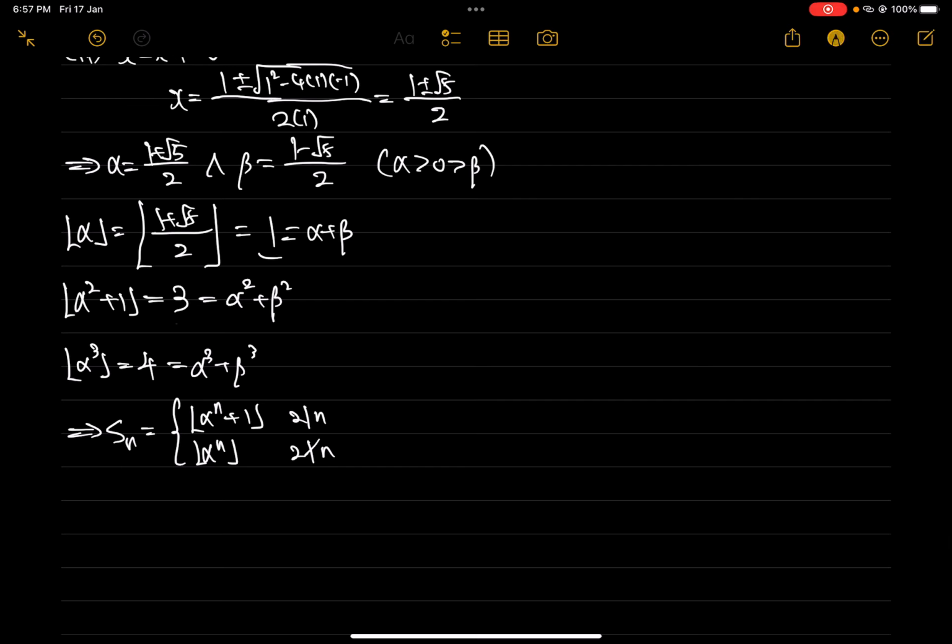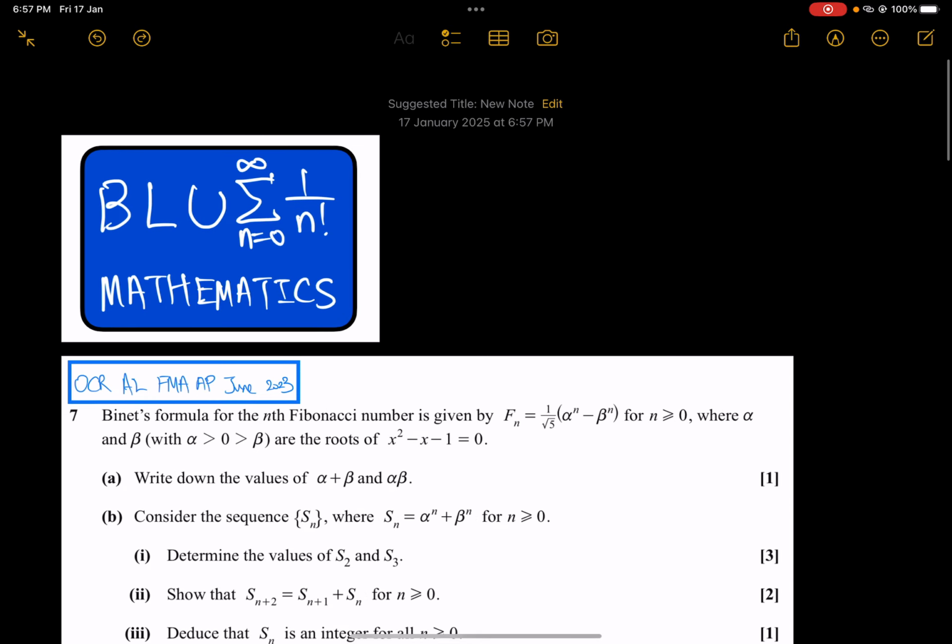And I recognize this pattern, so I'll just go ahead and do that. And that's it for this question. Very interesting.